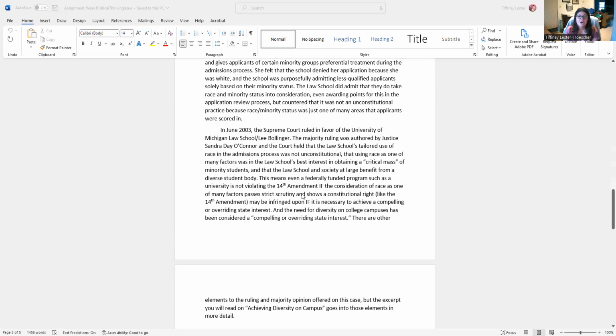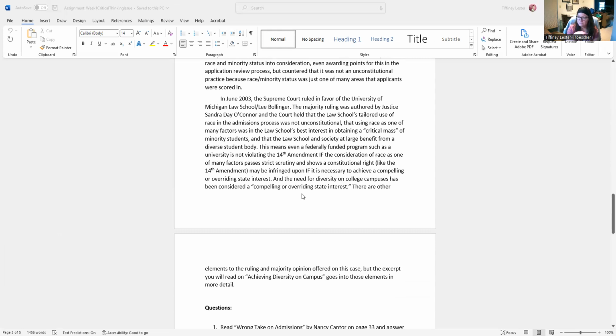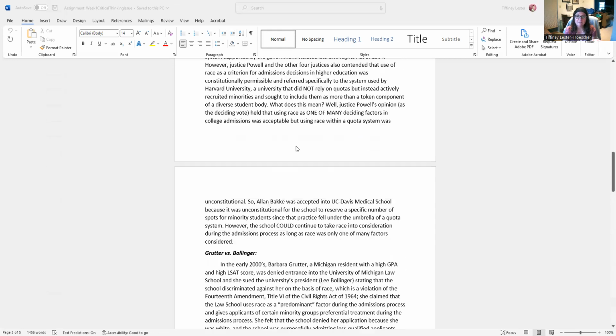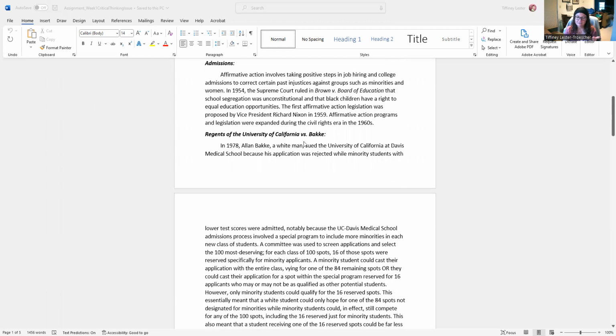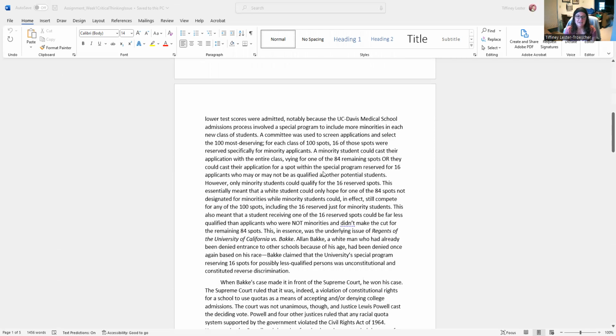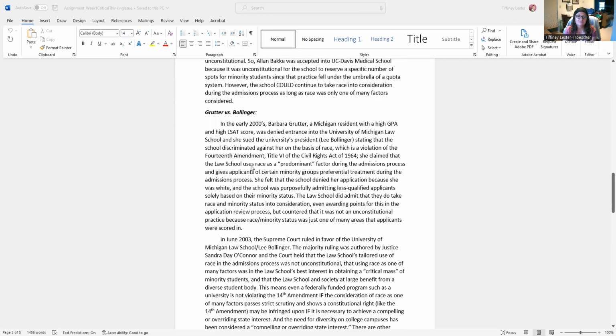Right? There are other elements to the court's ruling in the Michigan Law School case. What you'll read from the textbook actually does a pretty good job of explaining the other elements, but I wanted to give you at least some background here. So the first case here, Regents of the University of California versus Bakke, because the first article you're going to read mentions that case.